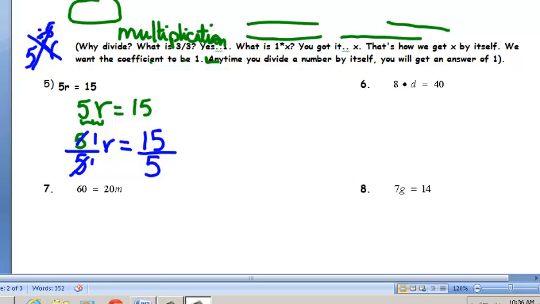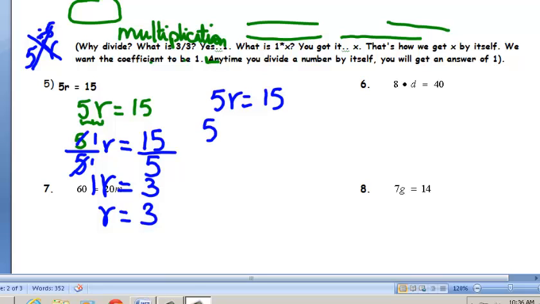Now we have 1r equals 3. Or you can just say r equals 3. That's the same. Let's go back and check the answer. 5r equals 15. 5 times 3 equals 15. Is it 15? Yes, 15 equals 15. That checks my answer. Let's move on to the next problem.